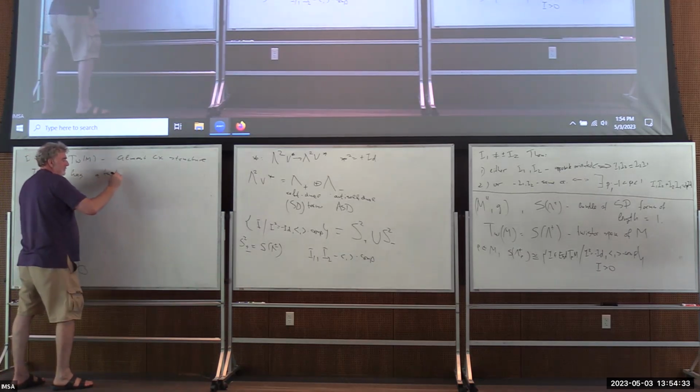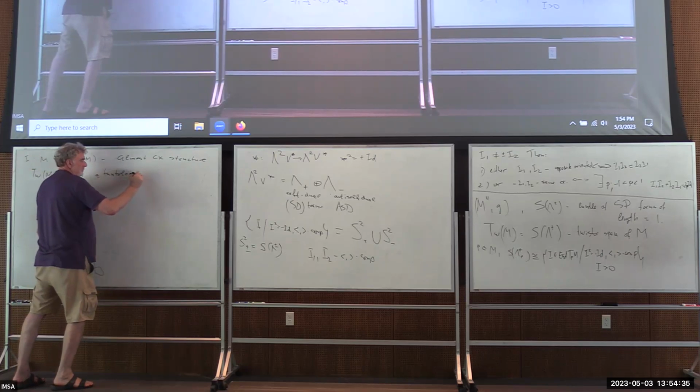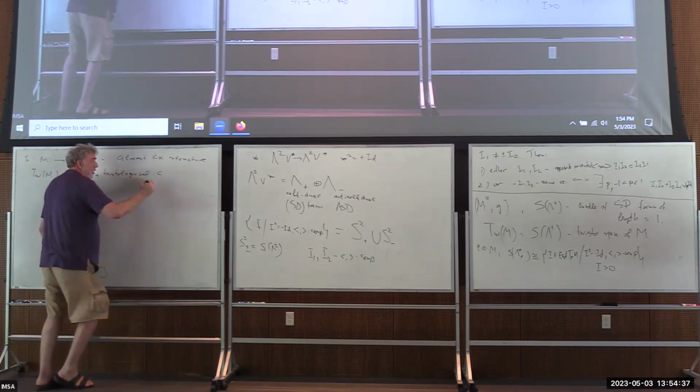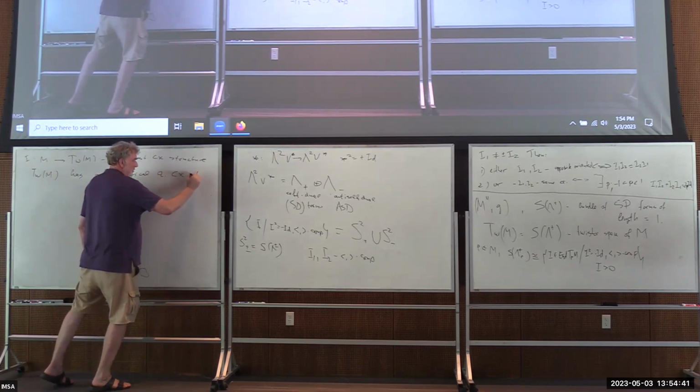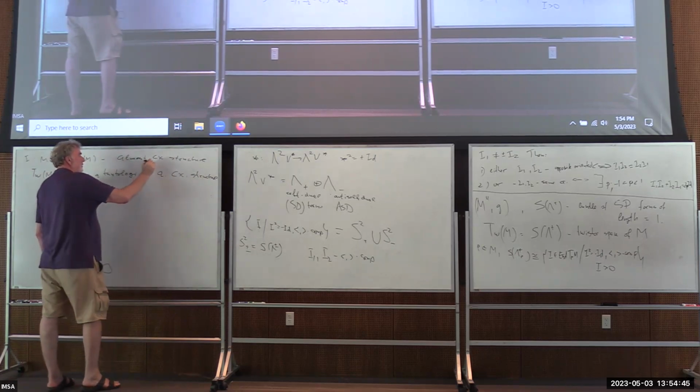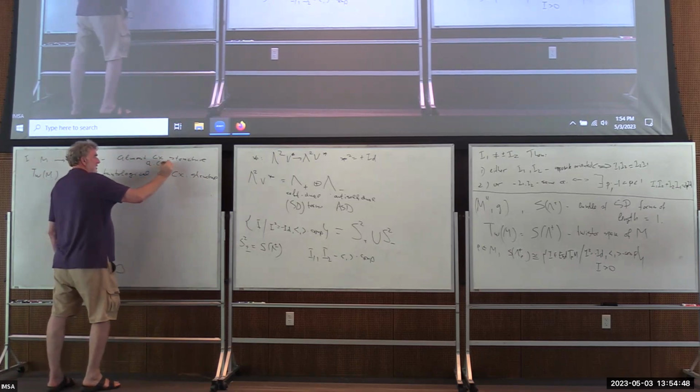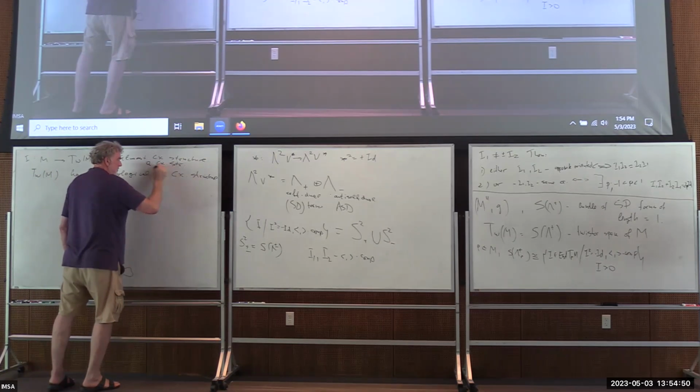a topological almost complex structure. I'll write down A, CX.